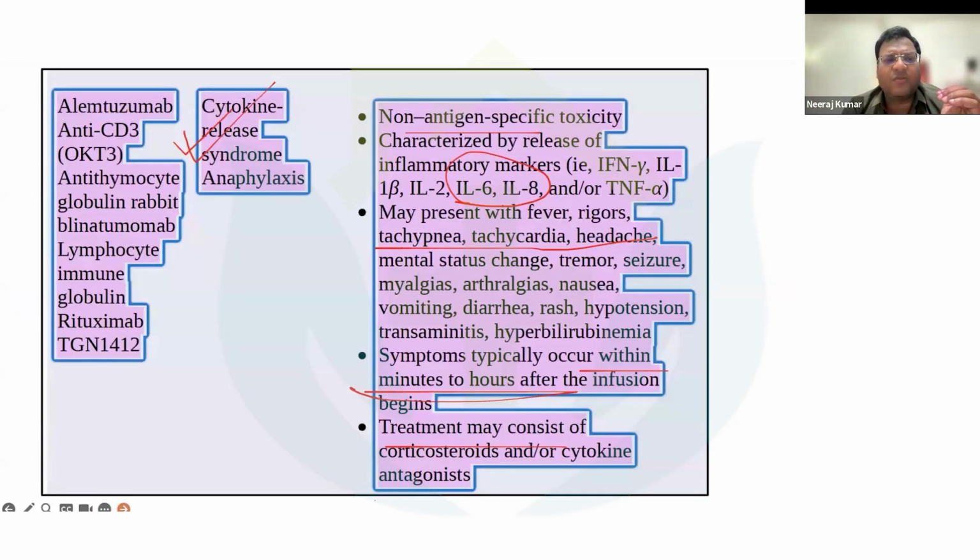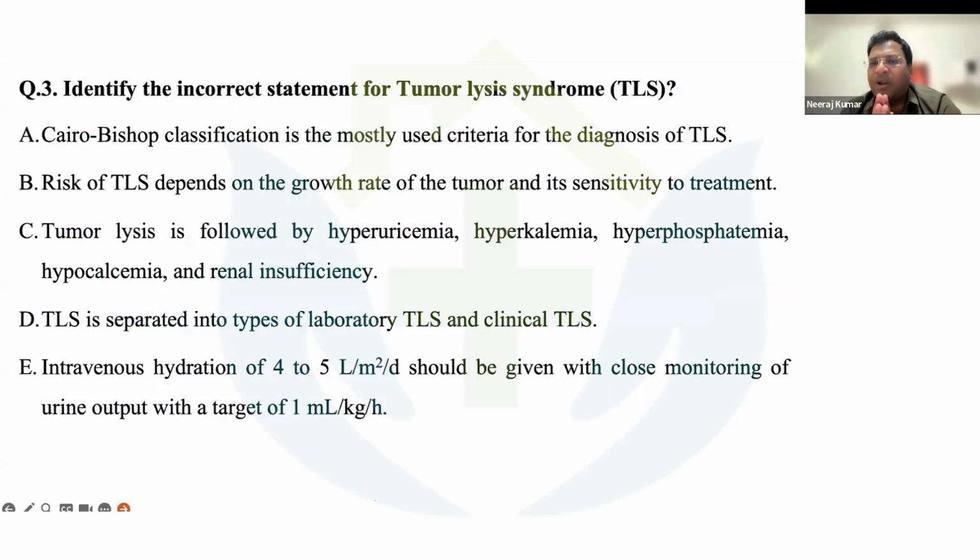Now you check this question. Tumor lysis syndrome, again a very, very important question. Many times they ask about TLS in the EDIC Part 1. So here you have to identify the incorrect statement for TLS. I have posted mostly correct statements only to help you understand the concept of this important topic, as these are important facts that may be asked about TLS. So which of the following is incorrect? All the following are correct, but which one is incorrect?